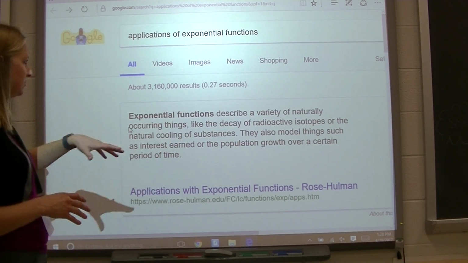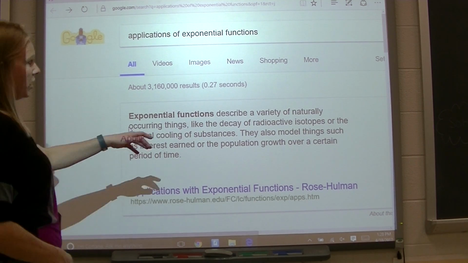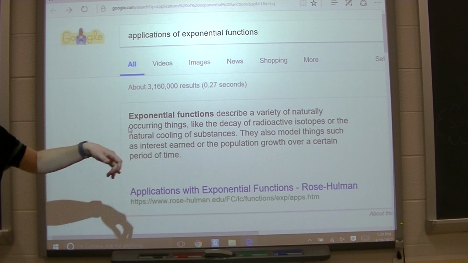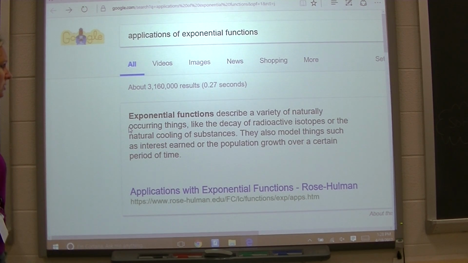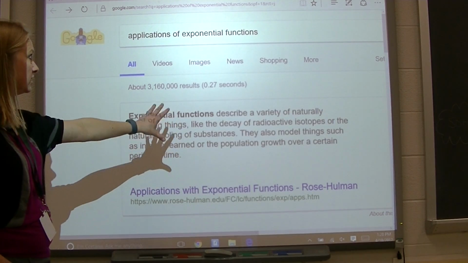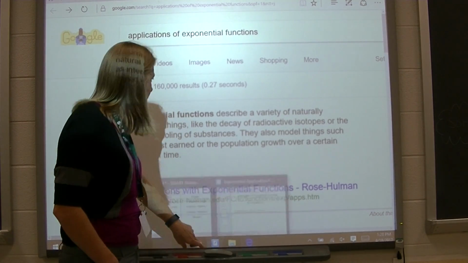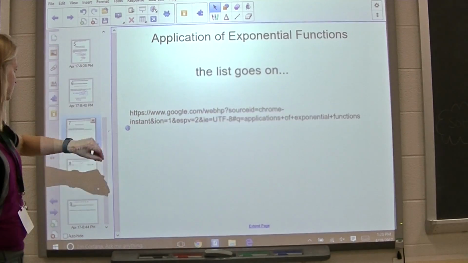So they describe a variety of naturally occurring things, like the decay. I know in science you probably talk about the decay rate or the growth rate of radioactive isotopes or the natural cooling of substances, that's all exponential functions. They also model things such as interest earned or the population growth over a certain period of time. Now again, this is just a few things. There are so many ways that exponential functions are used in our real world. So we're going to do that.